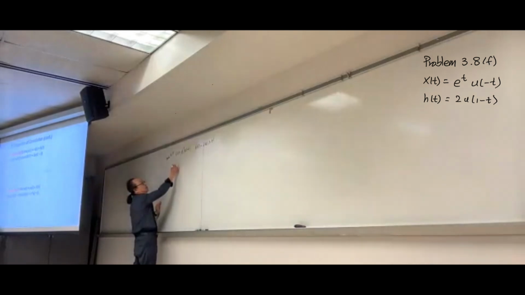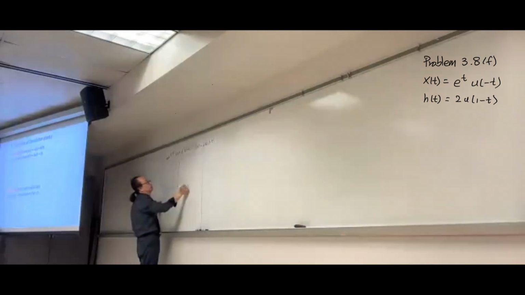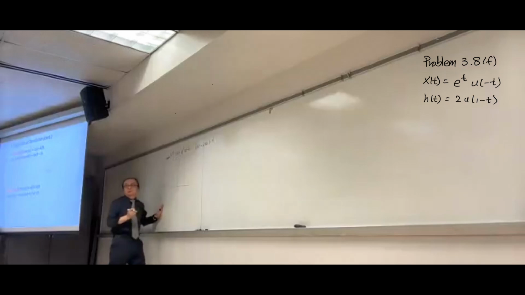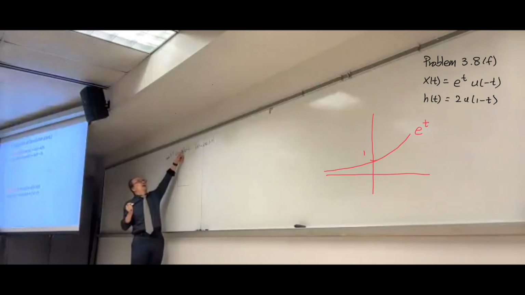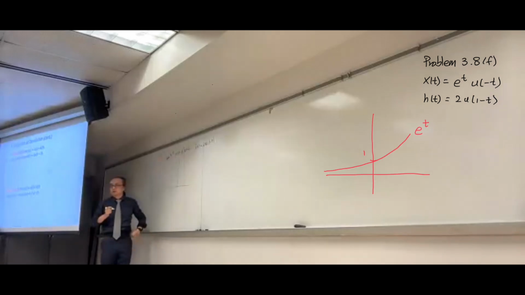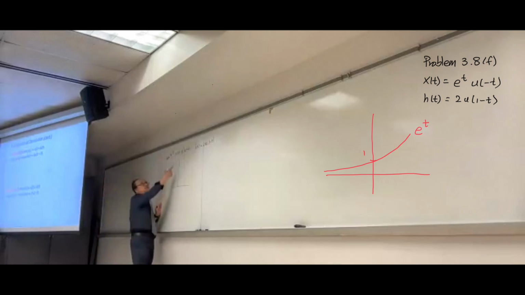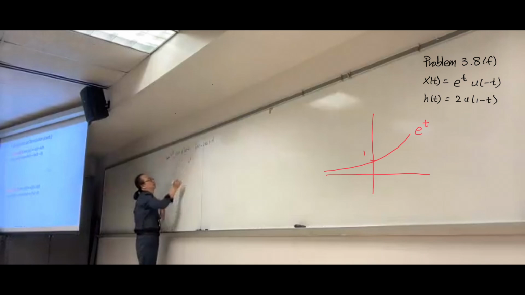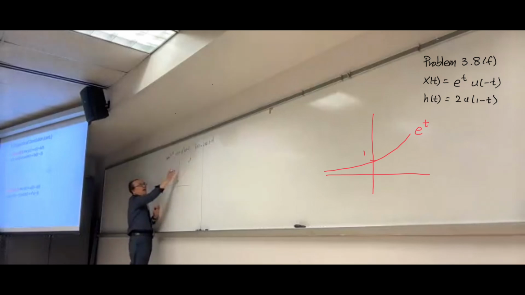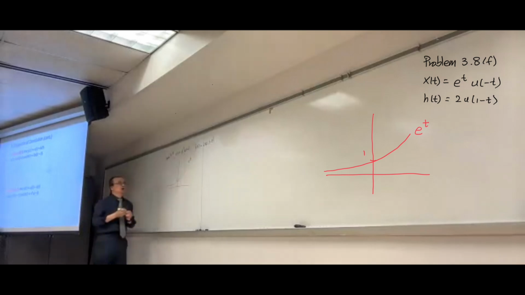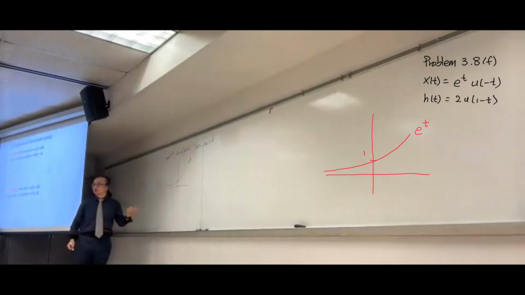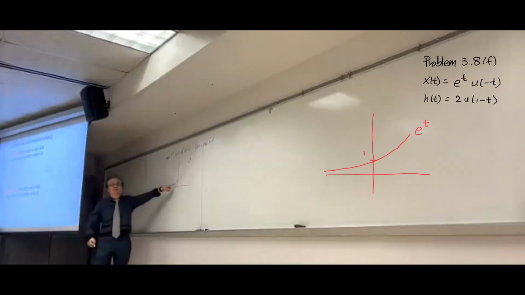Before we do that, we want to do e to the t first. The power of this e function is positive, so it's increasing. So this is e to the t, and the intersection of this signal with the y-axis is 1. When t equals 0, e to the 0 is 1. That's how we find that.